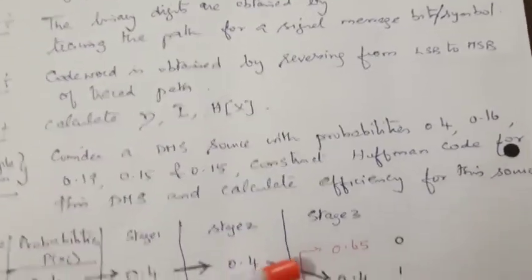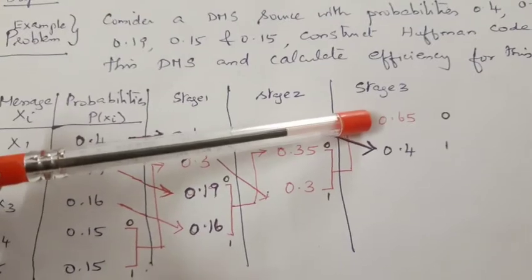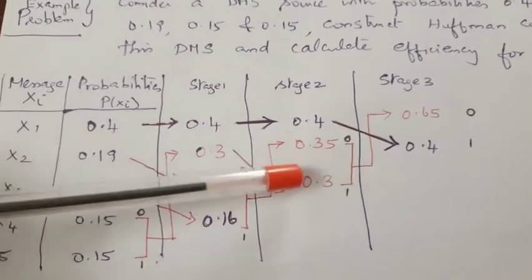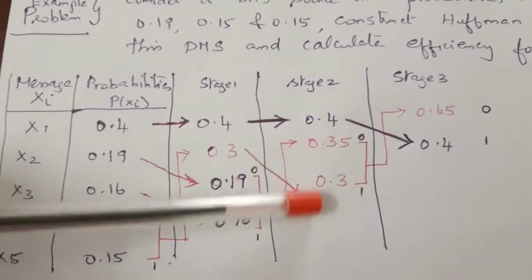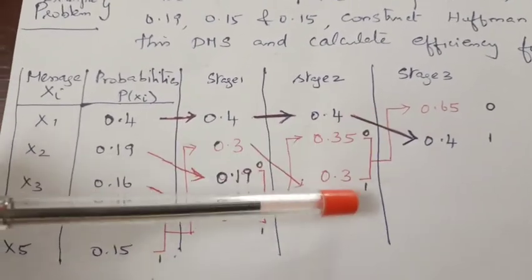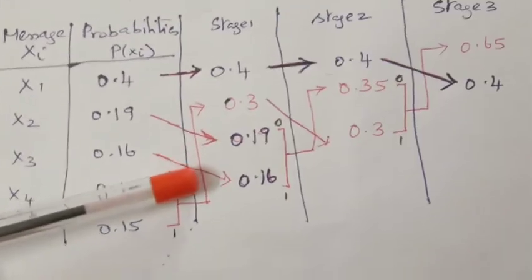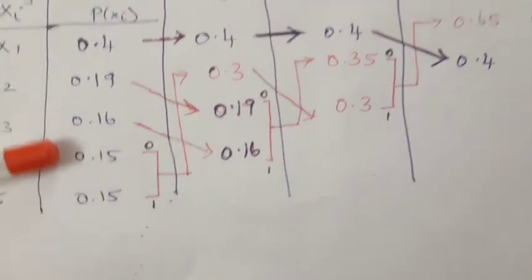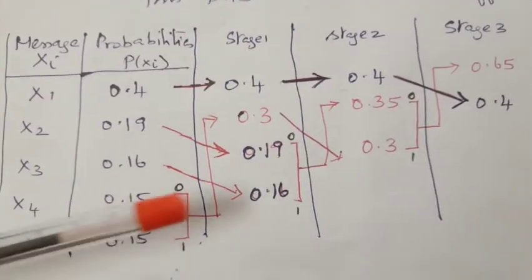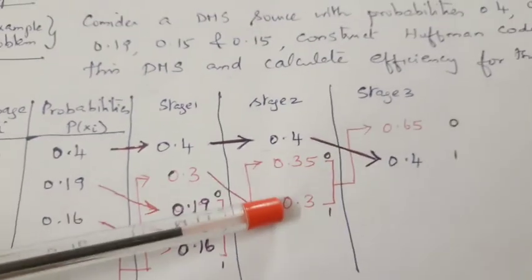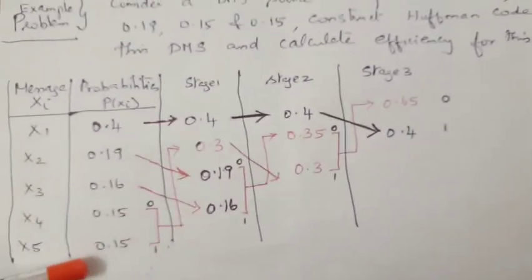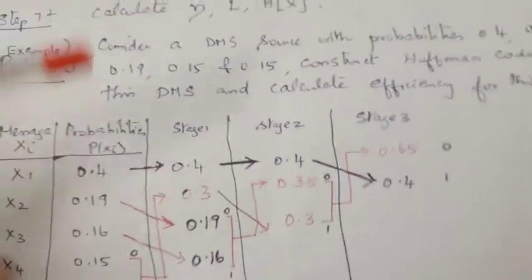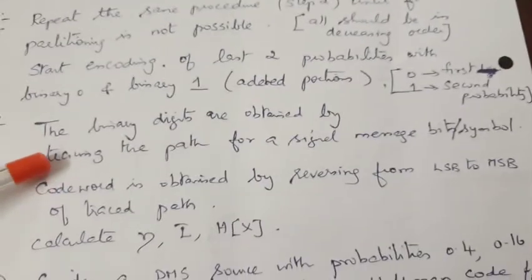So come here at stage 3, the upper part is assigned bit 0, the lower part is assigned bit 1. Come back to stage 2, you are adding these two, therefore upper is 0, lower is 1. Again come back to stage 1, 0.19 and 0.16, upper is 0, lower is 1. 0.15, 0 and 1. So you have assigned the bits to every two added values. Now these assigned bits, you are going to go for step 5, which says you need to trace the path.